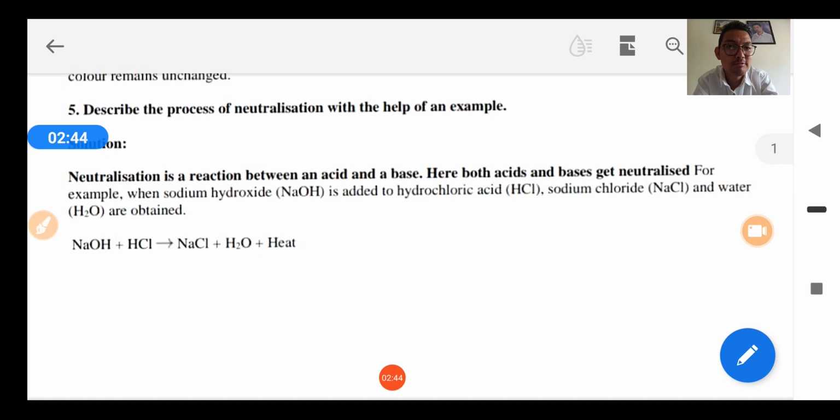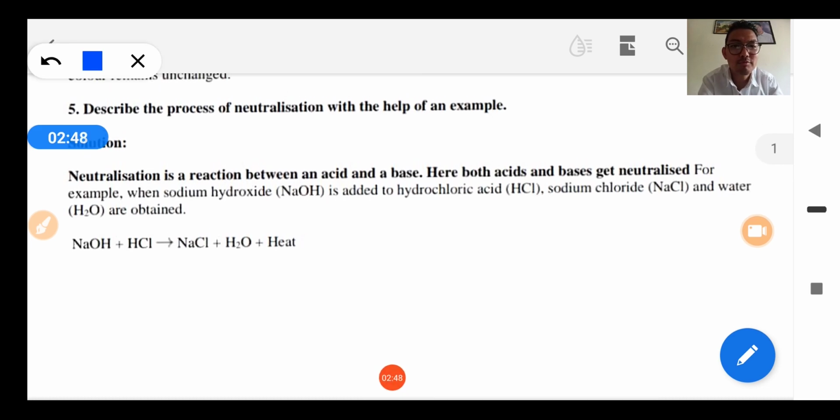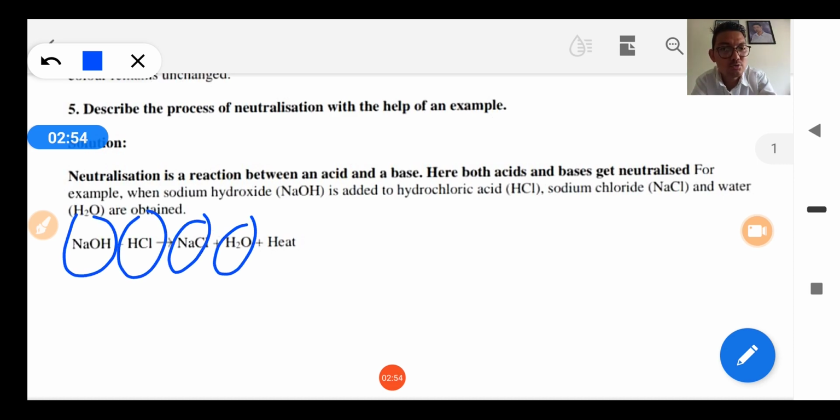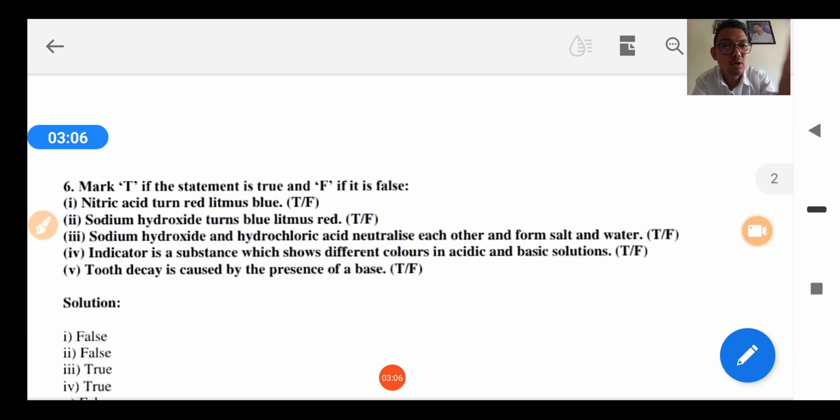Now coming to question number 5, describe the process of neutralization with the help of an example. So it's a simple case: when base and acid react, then salt and water are formed, and also heat energy is released, and the reactions in which heat energy is released are called exothermic reactions. Now I'm coming to the true false questions.